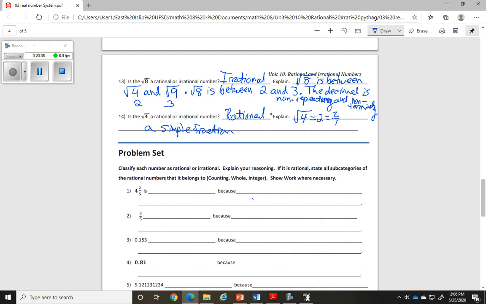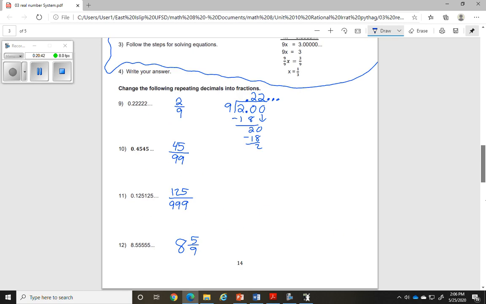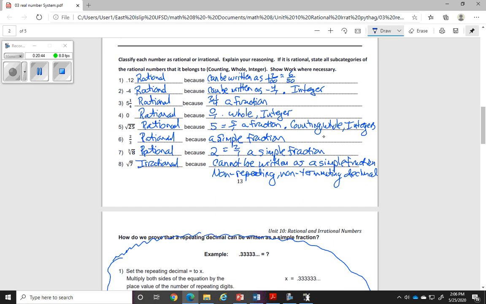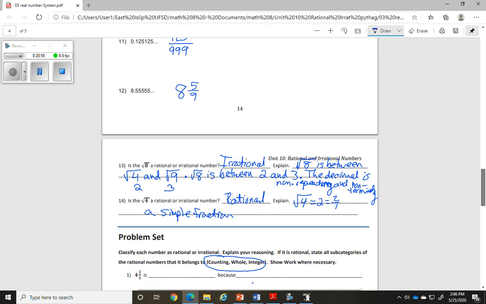And that's what you have to do for homework. Notice that you do have to give the subsets, like what we did over here. Here I wrote that it was counting, whole and integer because this was equal to 5. So make sure you're telling me what subsets it belongs to.